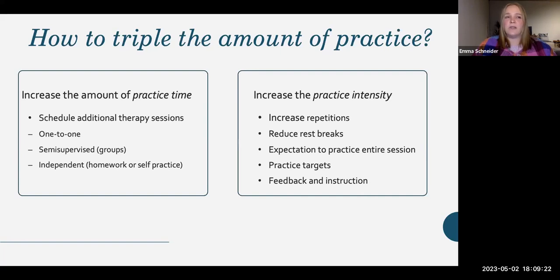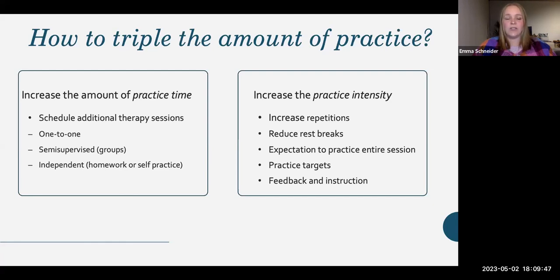Another method is actually to increase the practice intensity. So maybe someone's already scheduled for 60 minutes of therapy, but maybe they're not working at the highest intensity. Maybe there's opportunity for more practice to be completed in that time that's already scheduled. So we can look at increasing practice repetitions or the number of minutes or the amount of time spent in actual practice. We can do that by reducing rest breaks and setting clearer expectations regarding practice for the session.